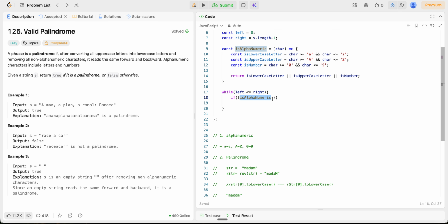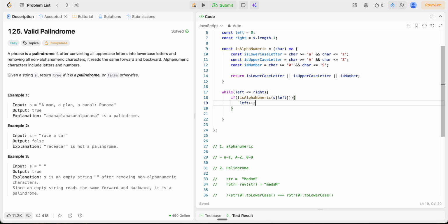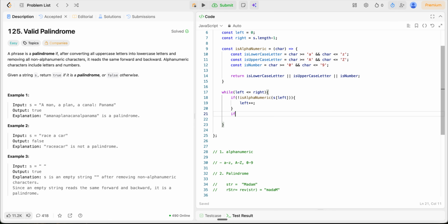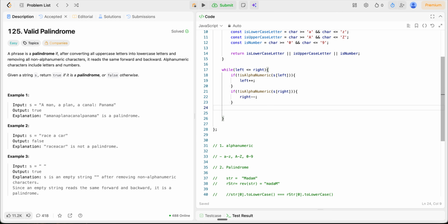Now this will give me if it's an alphanumeric character or not. Now if it is not an alphanumeric character in the left pointer, what will I do? I will just increment the pointer because I don't really have to match it with any other character. We are just skipping it. And let's say if the right pointer is not alphanumeric, we will just decrement the pointer as we discussed.